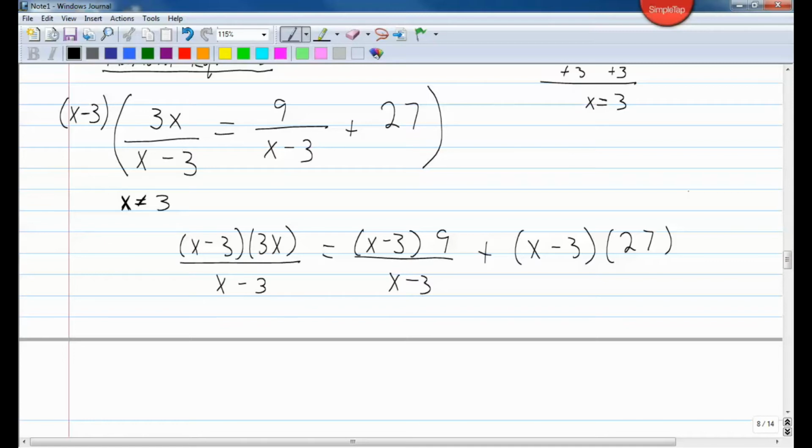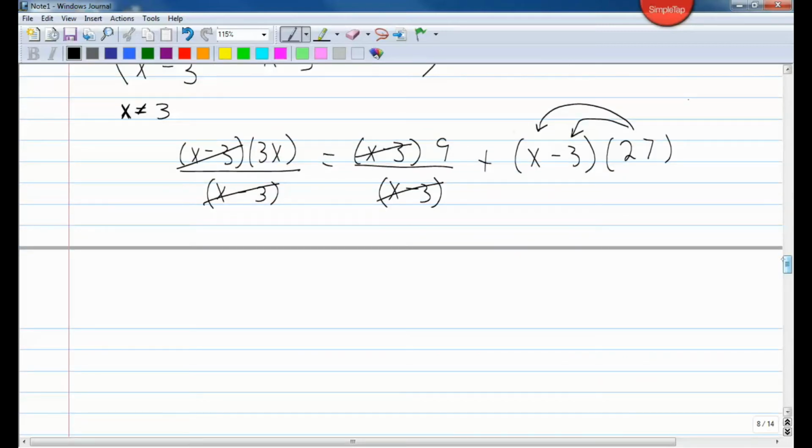And now, just like with the previous problems with the linear equations with fractions, this is where all the denominators should go away. If they don't, then we did not figure out our least common denominator correctly. Okay? So this x minus 3 in the denominator and this x minus 3 in the numerator cancel out. Same here. The denominator and this term in the numerator cancel out. Now, this last term did not have a denominator, so I'm just going to have to distribute that 27 to everything inside the parentheses.